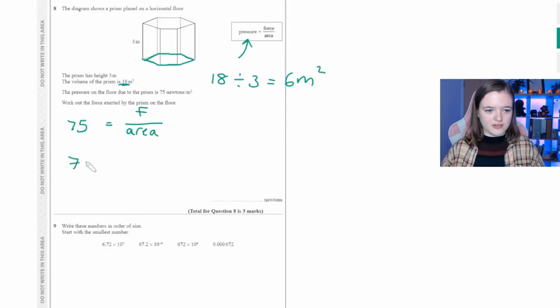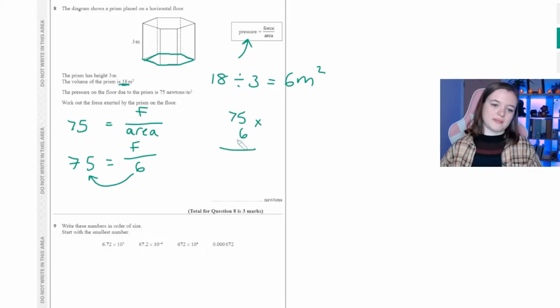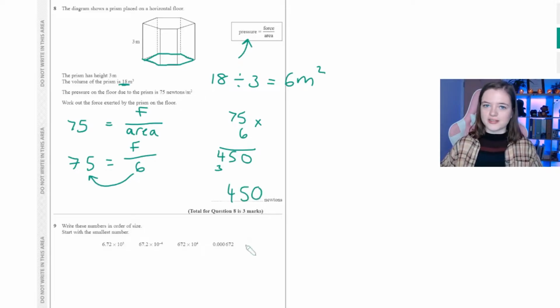Then I'm going to do 75 equals force divided by the area, which we now know is 6. Okay, so then to rearrange this, I want to get F on its own. So I'm going to get rid of this 6, times it up there, do 75 times 6. 6 times 5, that's 30. 6 times 7, what an awful one. 6 times 6 is 36, so 7 is probably 42. Add 3 is 45, 450 newtons. And there we have it.